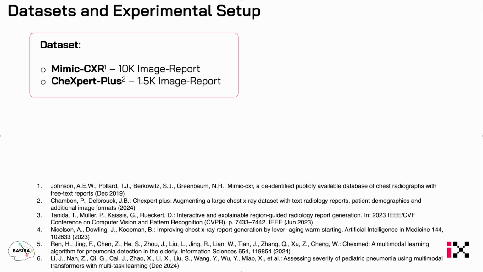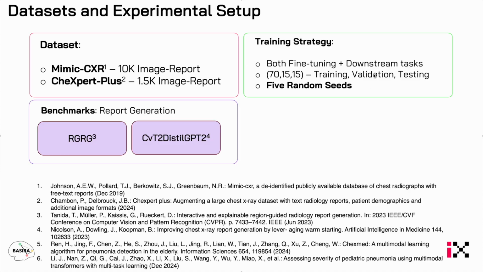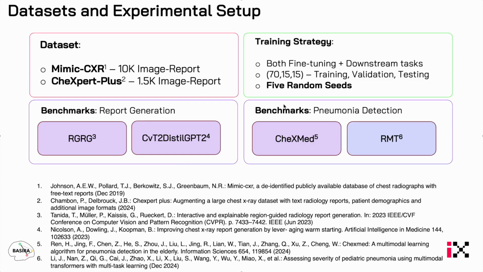We use two image report pair datasets, MIMIC-CXR and CheXpert Plus. For both fine-tuning and downstream tasks, we followed this split for training our model using 5 random seeds. For report generation, we use two benchmarks, RGRG and CvT2DistilGPT-2. Both are strong baselines evaluated on this task, with RGRG being published at CVPR 2023. For the pneumonia detection downstream task, there are very few multimodal models that have been benchmarked on our datasets and are suitable for our tasks. These are CheXMed and RMT.